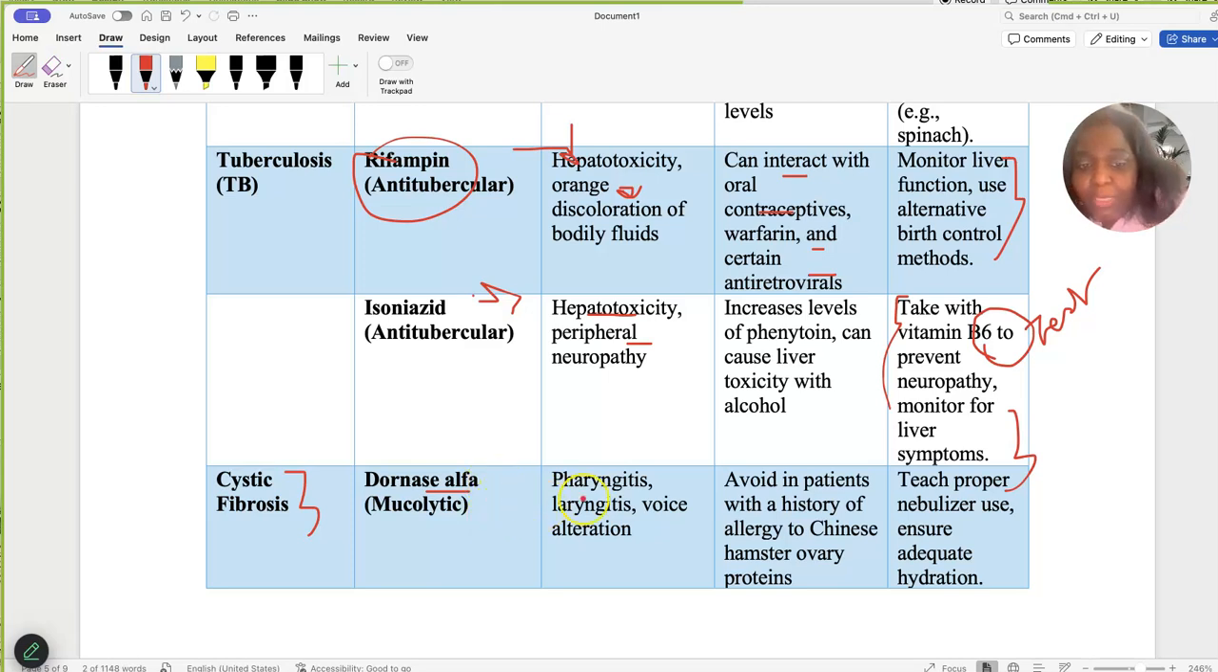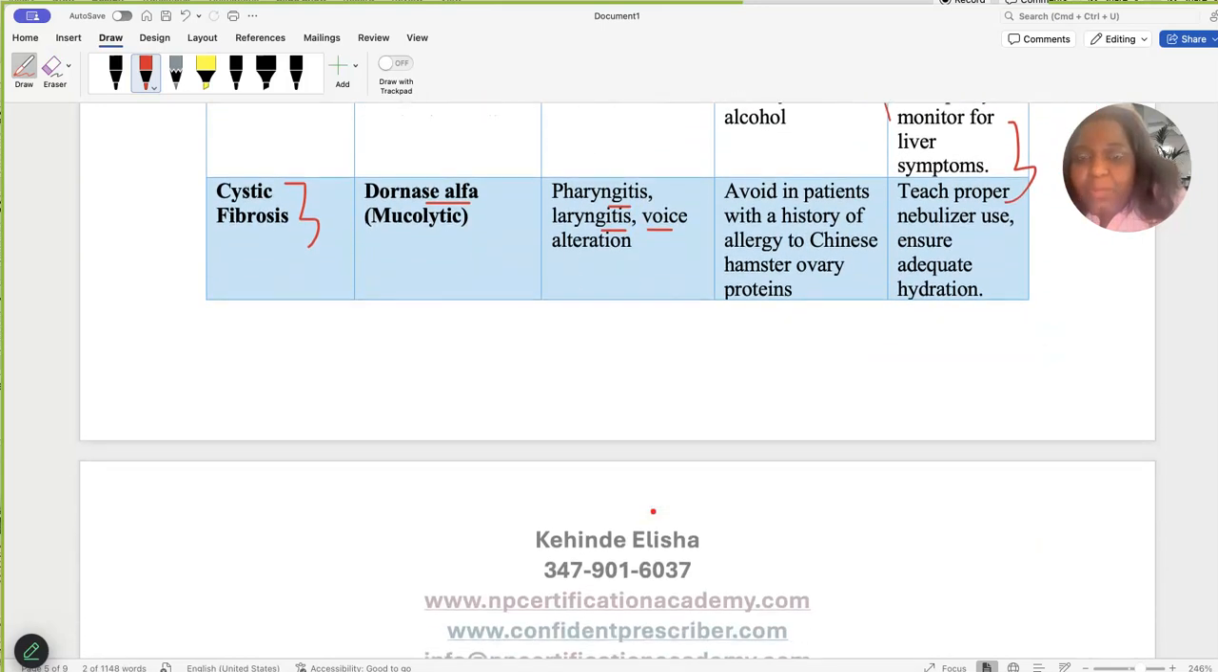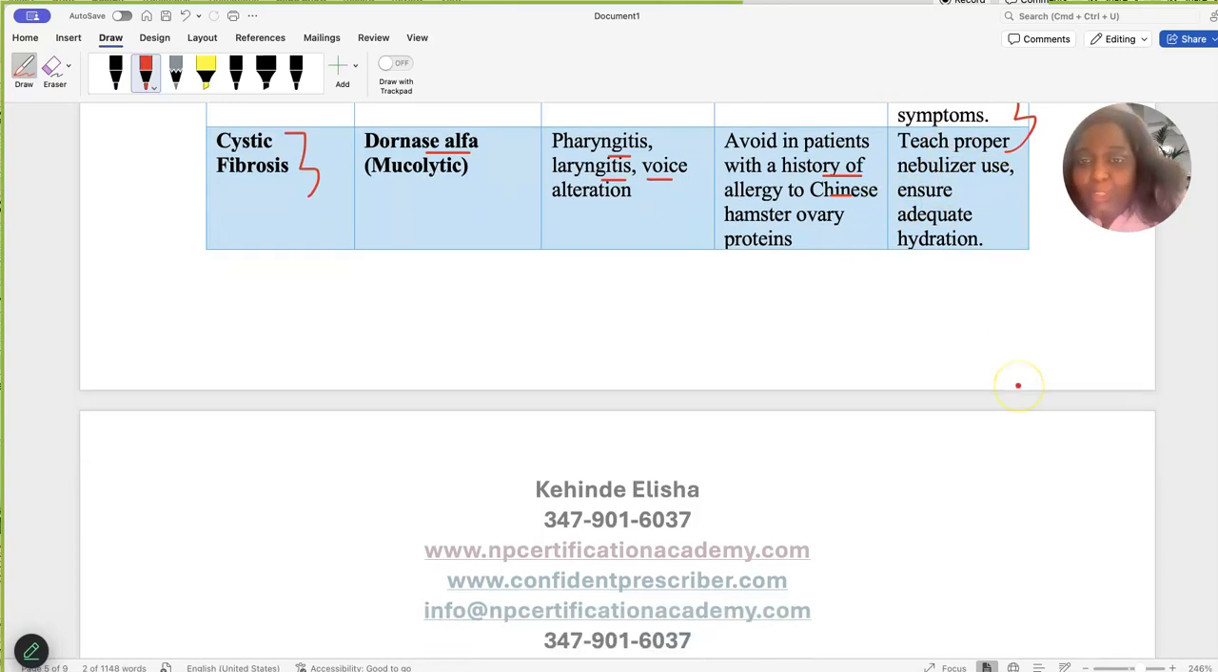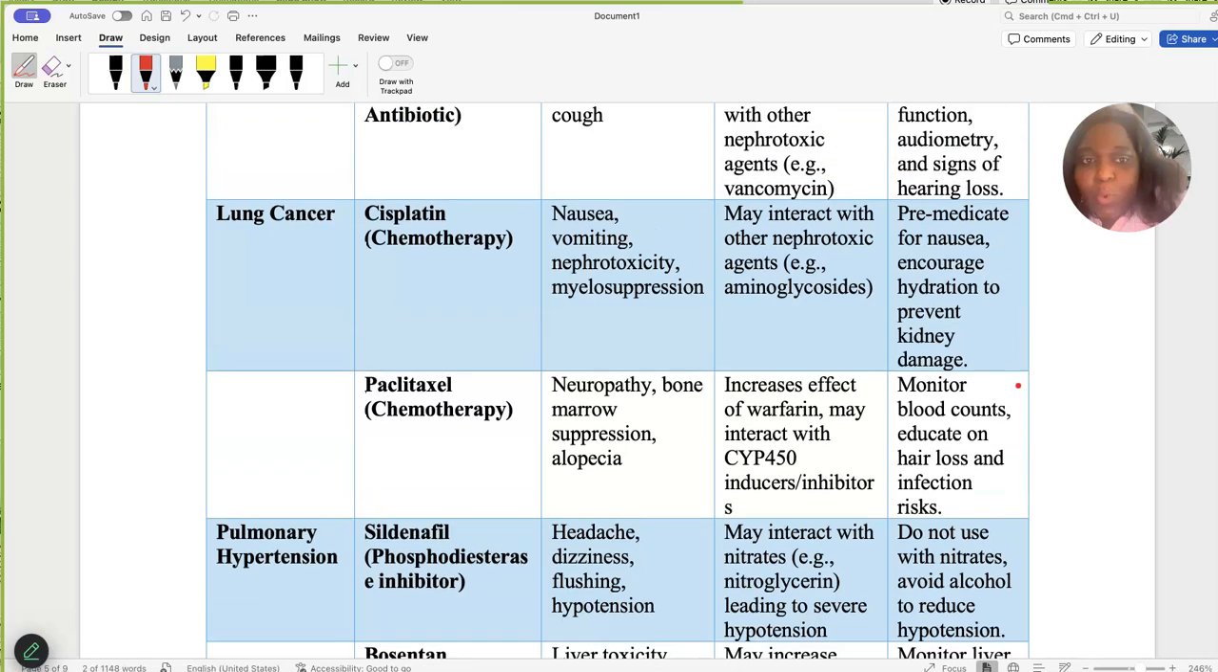What about cystic fibrosis? Dornase alfa, a mucolytic. Pharyngitis, laryngitis, and voice alteration are the main side effects that we experience here. Avoid in patients with a history of allergy to Chinese hamster ovary proteins. And then teach proper nebulizer use, ensure adequate hydration, and so on.